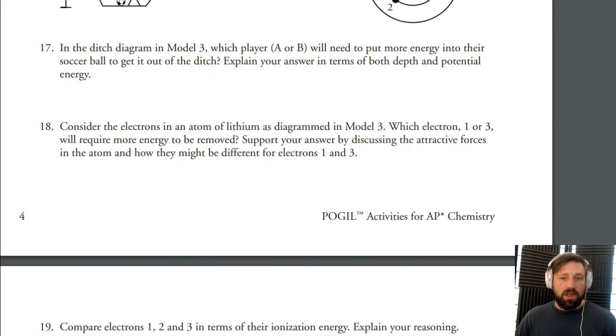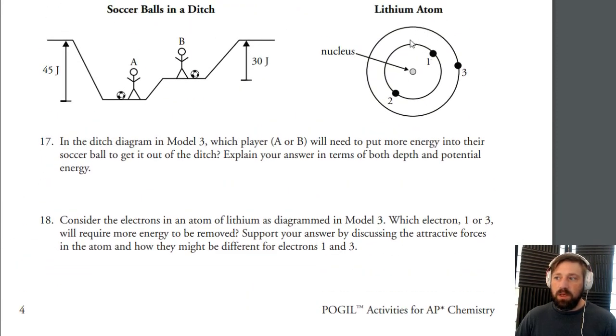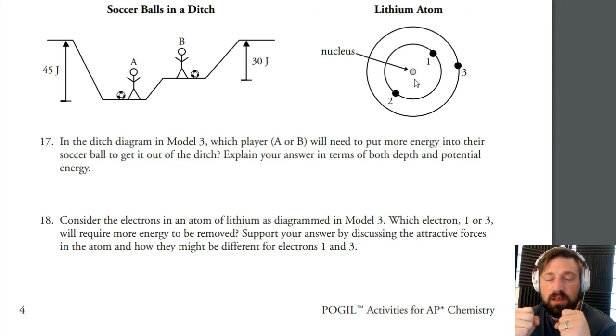Consider the electron or the atom here. Which electron, 1 or 3, will require more energy to remove? 3 is going to be easier to remove. It's further away, and since it's further away, remember, coulombic forces have to deal with the charges of the two particles, so the nucleus and the electron. Think about the charges, but you also need to think about the distance between them.